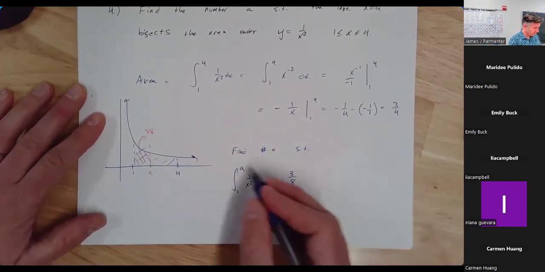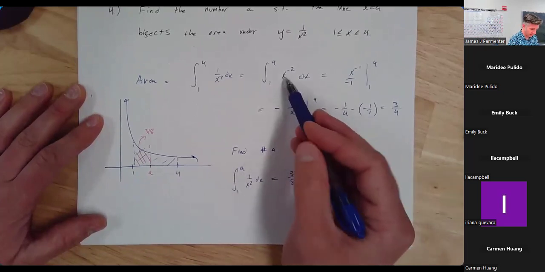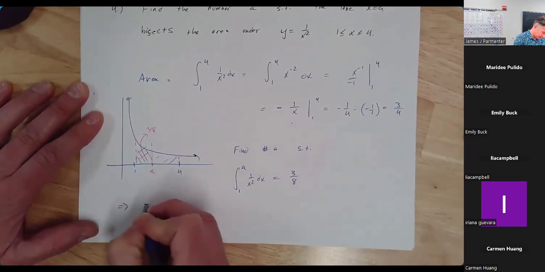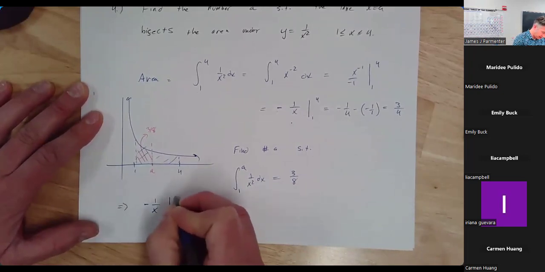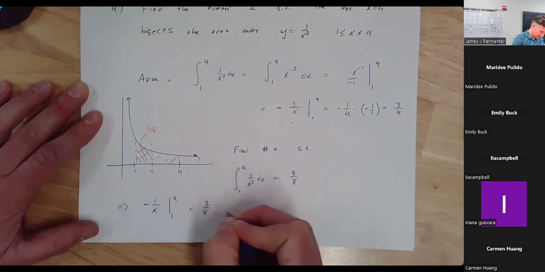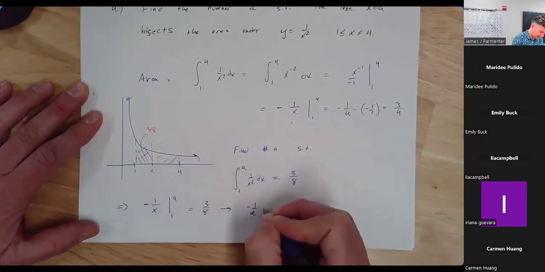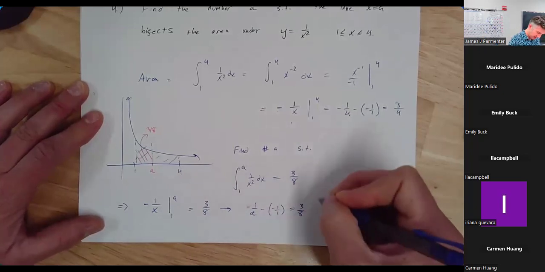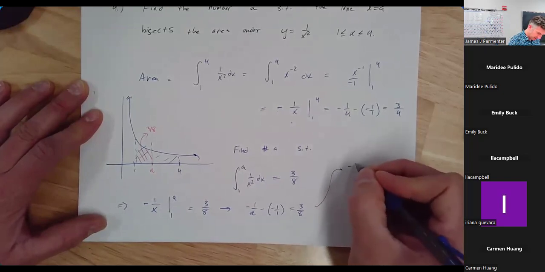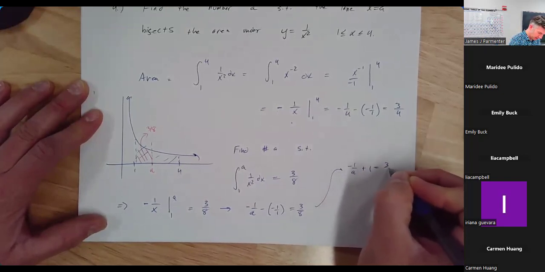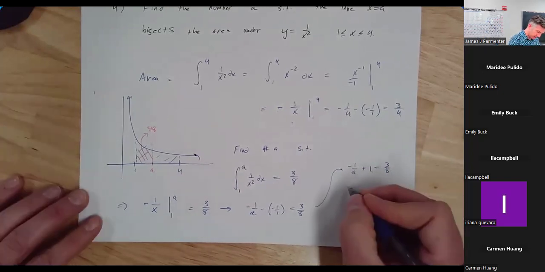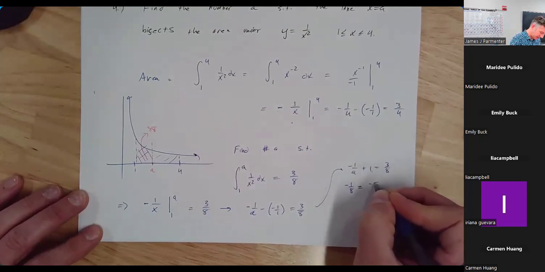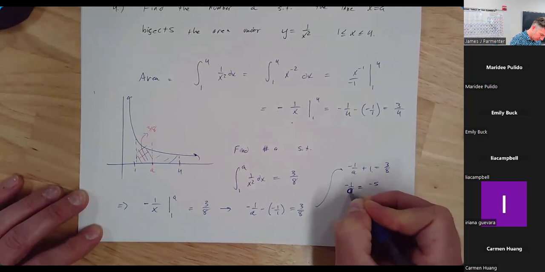So then if I do this integral, we already know what this integral is. The integral of 1 over x squared is once again negative 1 over x. So we're going to say that negative 1 over x evaluated from 1 to a has to equal 3 over 8. So then negative 1 over a minus negative 1 over 1 has to equal 3 over 8. Simplifying things, we have negative 1 over a plus 1 equals 3/8. Subtract 1 from both sides. 3/8 minus 8/8 is negative 5/8. Oh, that's an a, not an 8, sorry.